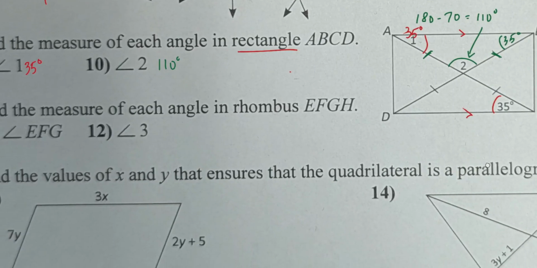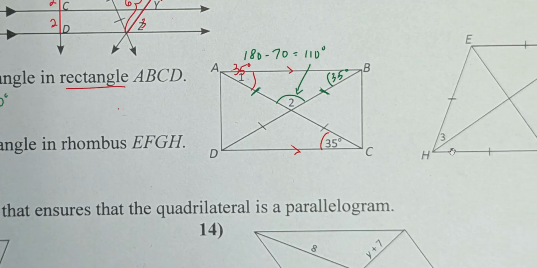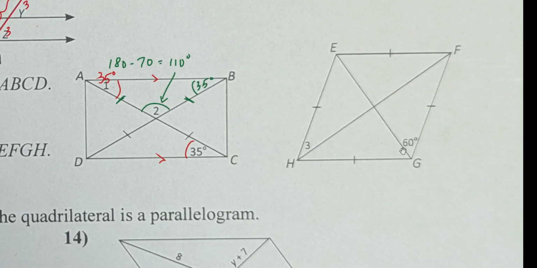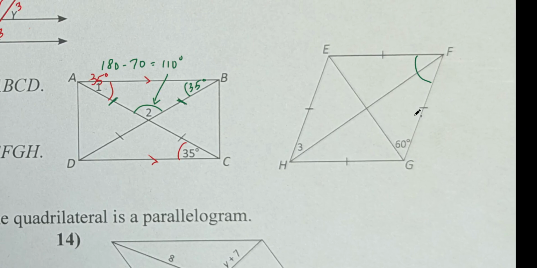We've got this thing over here. What do they ask for? Angle EFG. So let's mark angle EFG. It's this big angle right there. And they also ask you to find angle 3, I think. Don't they? Yep, angle 3. All right, here's all the information they give you.